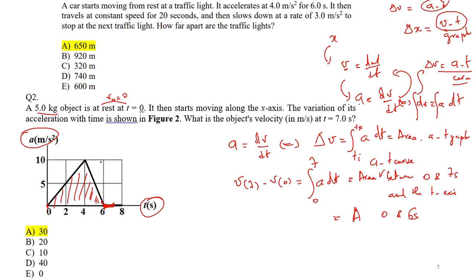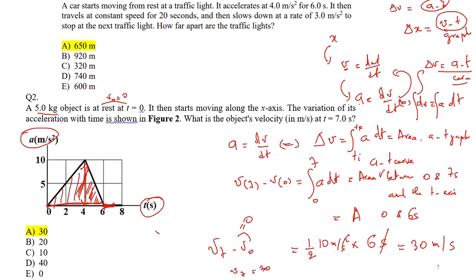Anyway, bottom line, let me get the area of this triangle. The area of the triangle, of course, will be half this height here, which is 10 meters per second squared, multiplied by the base here, which is 6 seconds. The seconds and the seconds squared will go away, so you will end up with 30 meters per second. And this is equal to V7 minus V0. But I already told you that V0 is 0. So that means that V7 is just 30.